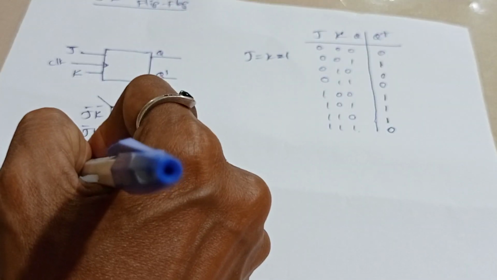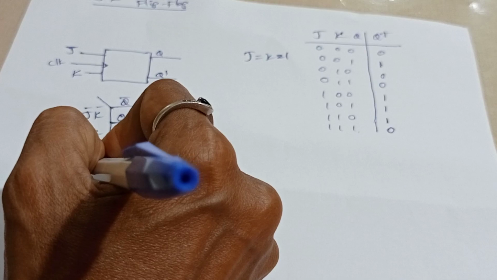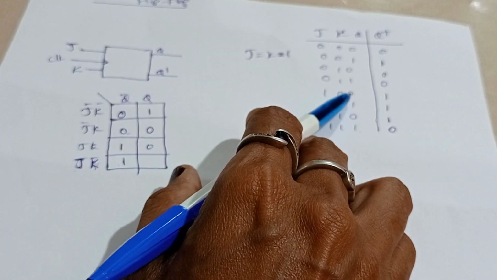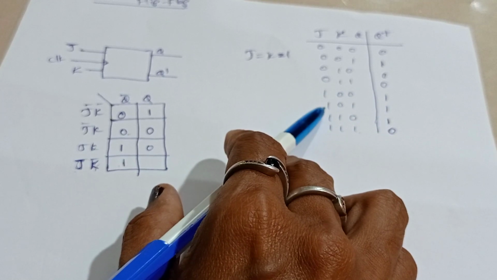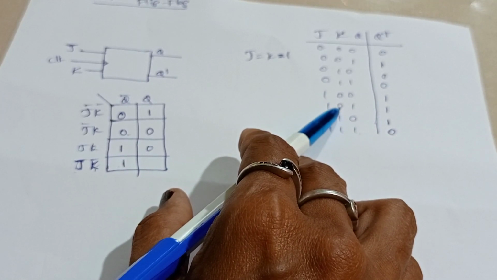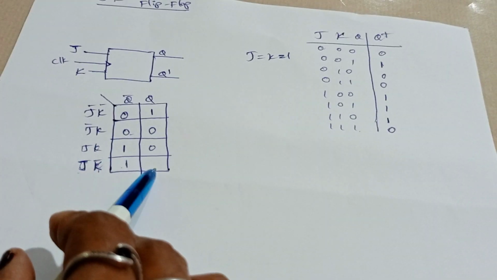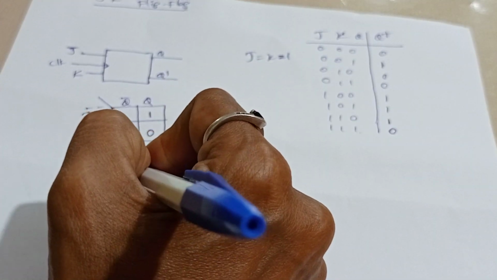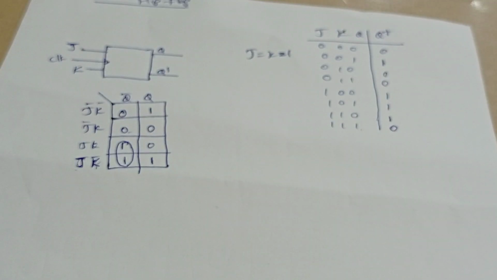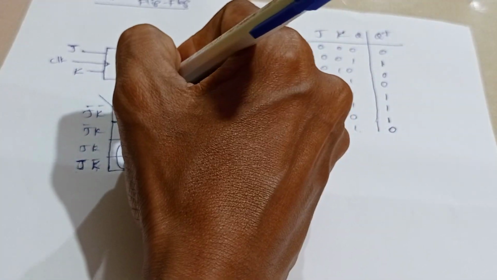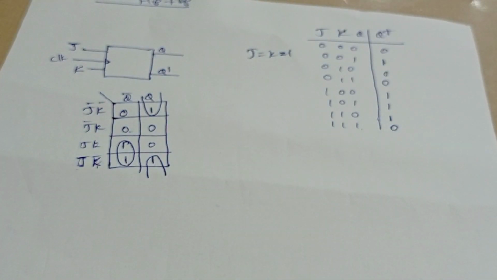J K bar Q bar, J K bar Q bar 1. J K bar Q, K bar Q. Again it is 1. Now we'll group this as a pair and this as one pair by using rolling.